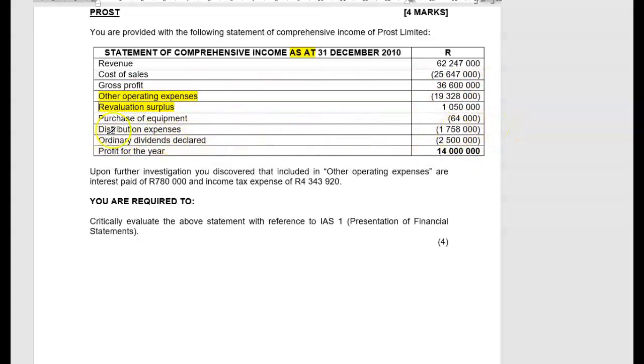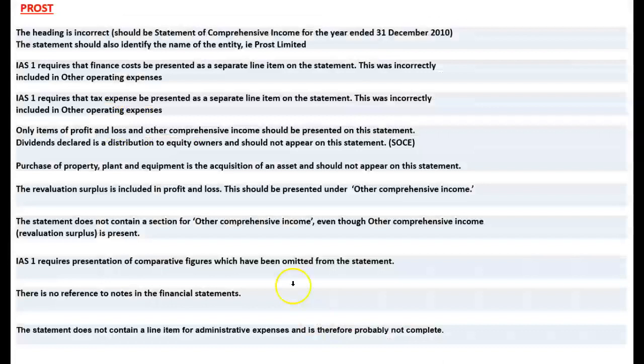Ordinary dividends declared. Guys, where do we show our dividends? We show our dividends in our statement of changes in equity because it is a distribution to the equity holders of the entity. So dividends declared is not an item that appears in our income statement. It appears in the statement of changes in equity. And then profit for the year obviously would not look exactly like that 14 million looks. Let's see whether we have everything.